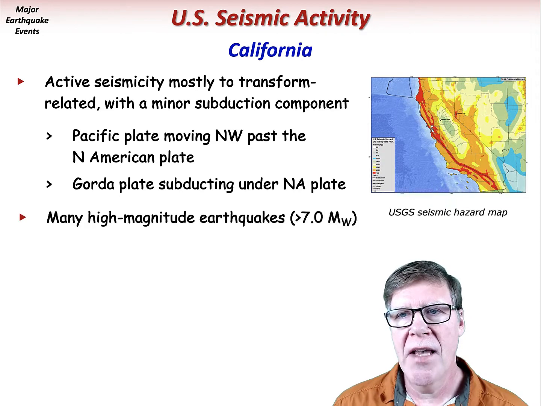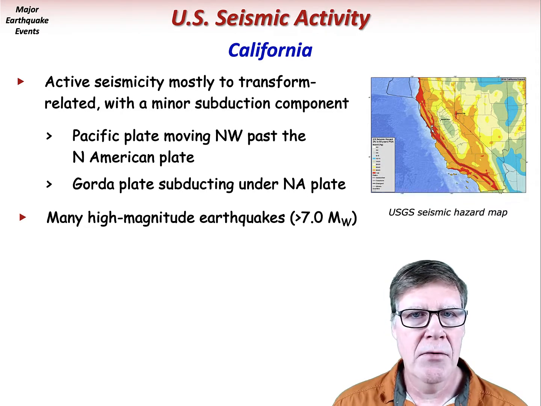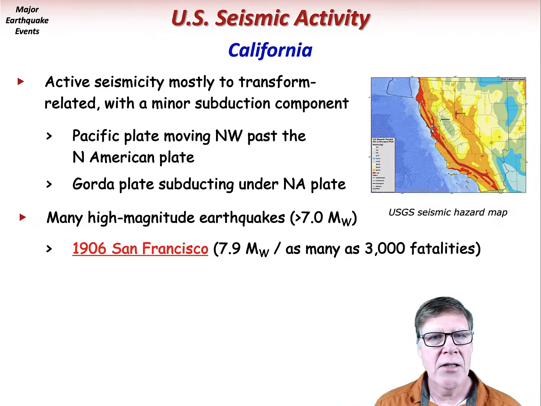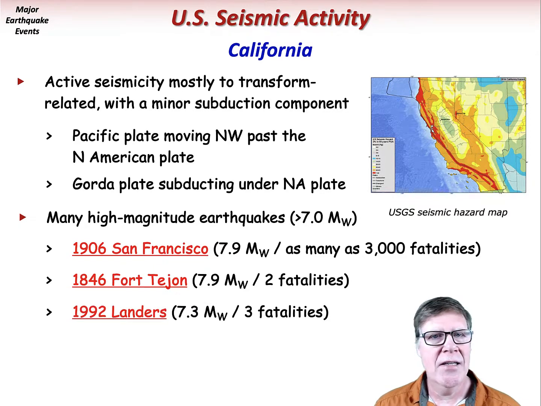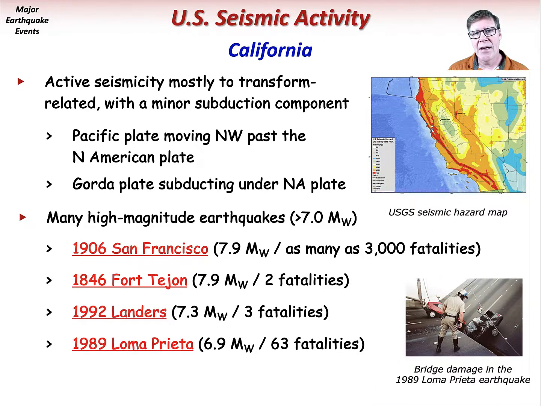This region also has had many high-magnitude earthquakes, greater than 7.0. They include the 7.9 magnitude 1906 San Francisco earthquake, the 7.9 magnitude 1846 Fort Tejon earthquake, the 7.3 magnitude 1992 Landers earthquake, the 6.9 1989 Loma Prieta or World Series earthquake, etc., etc., etc.